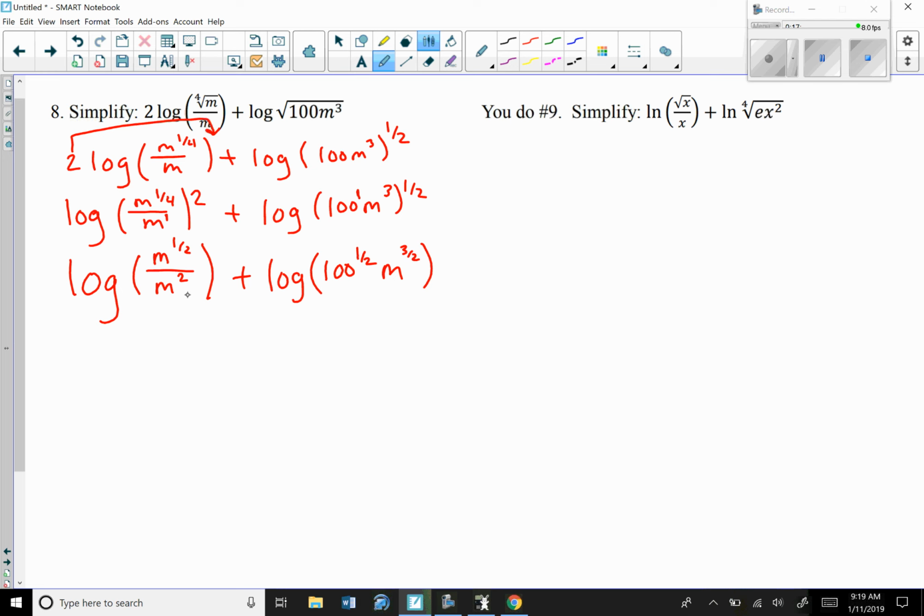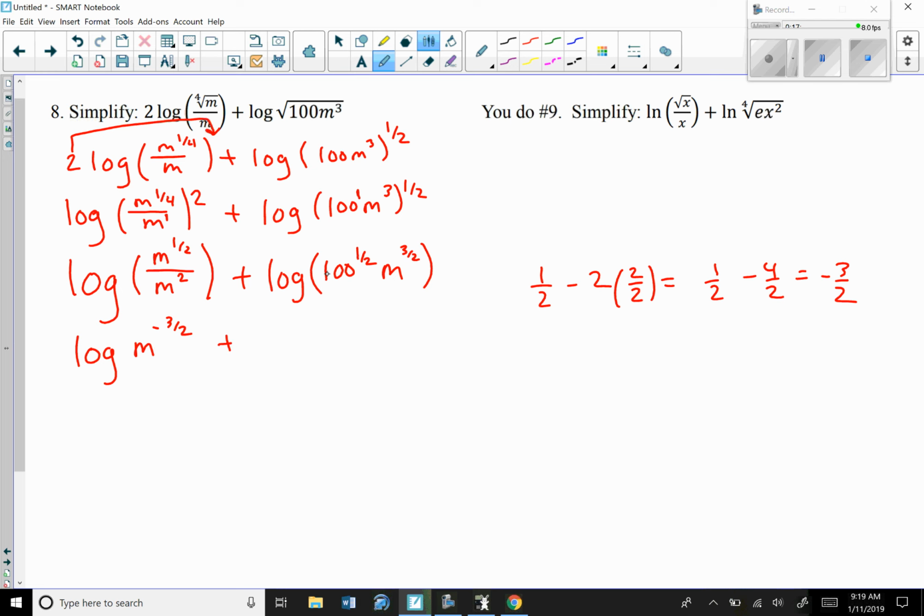So remember that you subtract the exponents. So this is going to be the log of m to the 1/2 minus 2 is going to give me m to the power of negative 3/2. So again, 1/2 minus 2, you need a common denominator. So when you do that, this would be 2 over 2 to get your common denominator. So 1/2 minus 4/2 is where we get the negative 3/2, in case you're interested.